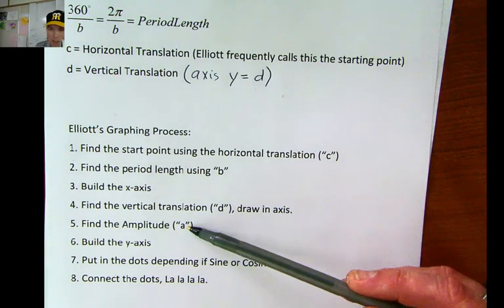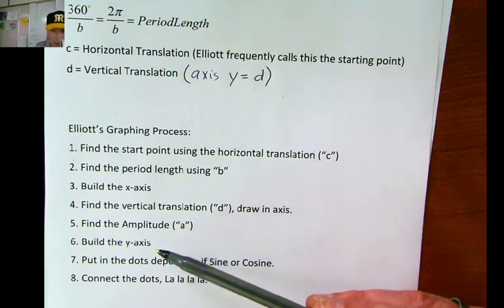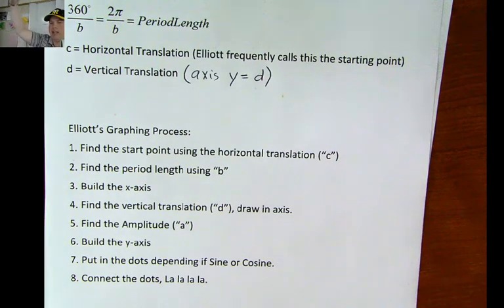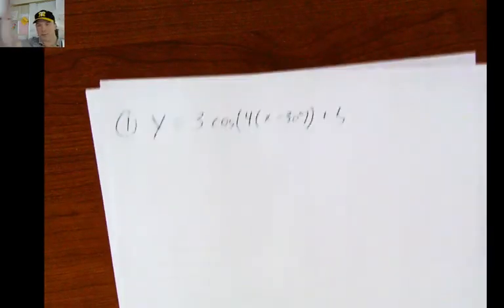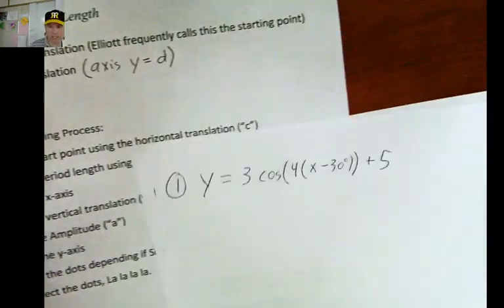I figure out what the amplitude is. I build my y-axis, adding to the axis and subtracting from the axis for the amplitude. And then I put in the dots, depending if it's sine and it starts at 0, 0, or cosine if it starts at 0, 1. And then lastly, you sing the song. Alright, so I'm going to use this as a guide to walk me through these problems.